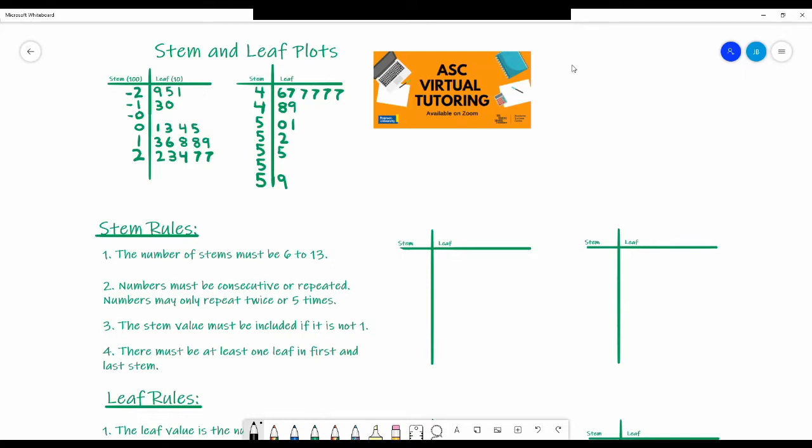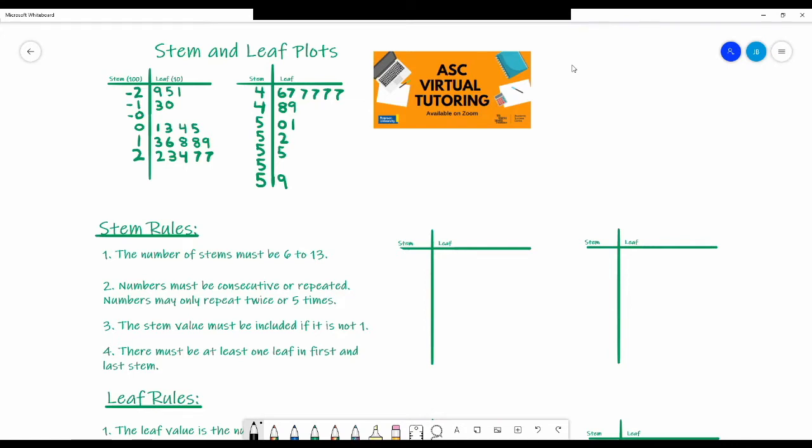Hello everyone. In this video we will be going over stem and leaf plots, the rules behind them, and how to make your own. Let's start by thinking about what other kinds of graphs are similar to a stem and leaf plot. Stem and leaf plots may seem unique, but are actually very similar to other types of graphs.